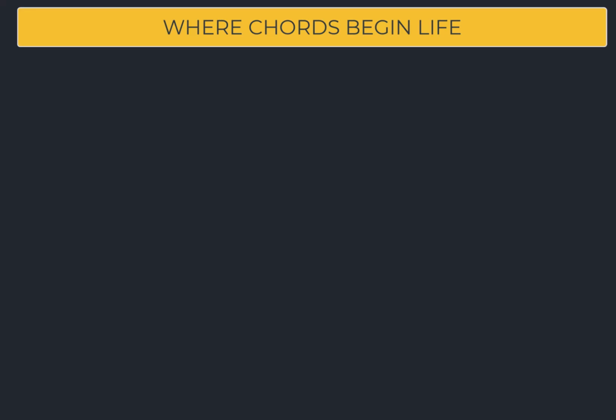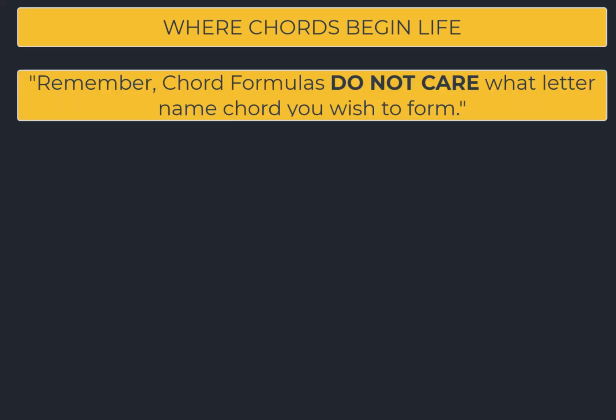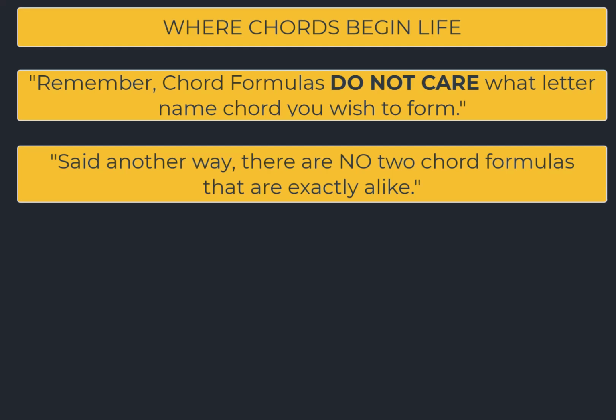And if you think about it, the chord formula for any specific chord type does not care what letter chord name you are wanting to form. The chord formula simply expresses the intervals between chord notes and is applied to any chord letter name you wish to form. So whether you want to form a C, an E flat, an F sharp chord, or any chord letter starting note, the note intervals of the chord type being formed remain the same. Said another way, there are no two chord formulas that are exactly alike.